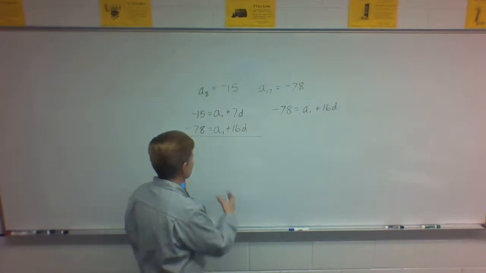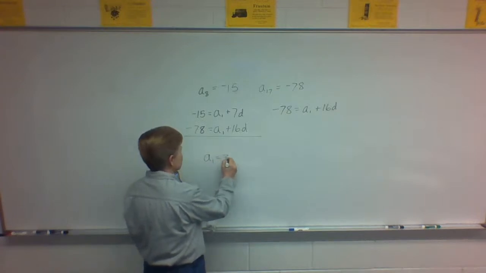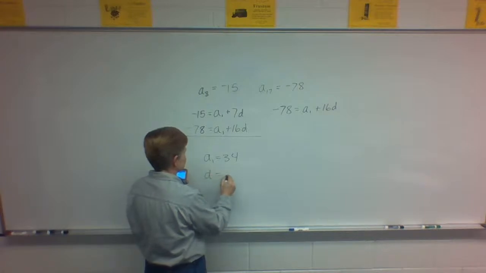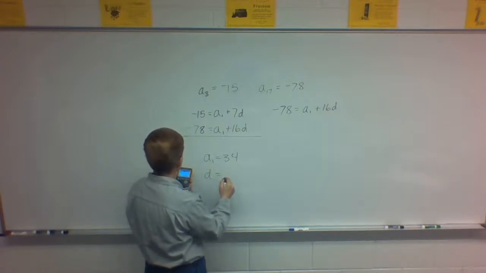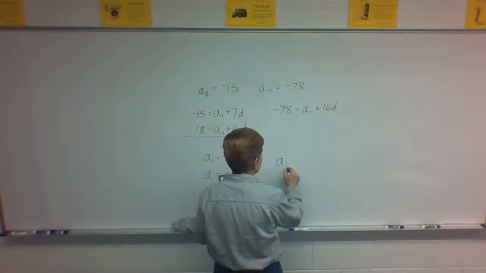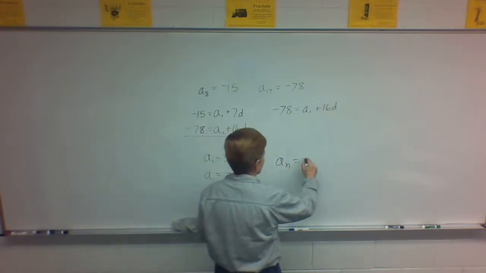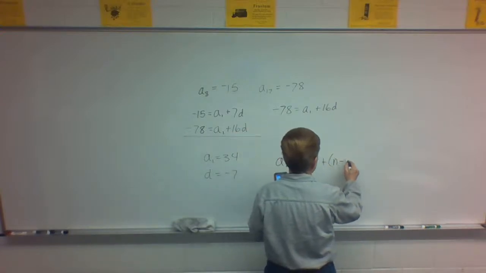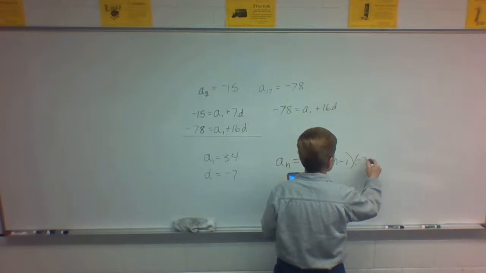What have we got then? A1 is what? 34, and D is? D is negative 7, yes. So what's the nth term formula? Because that's the final answer. AN equals 34 plus N minus 1 times negative 7.